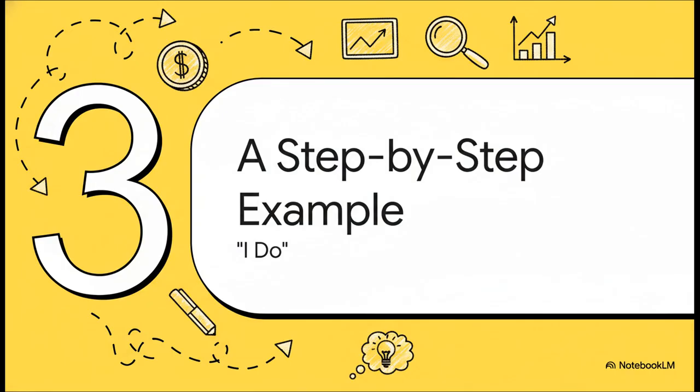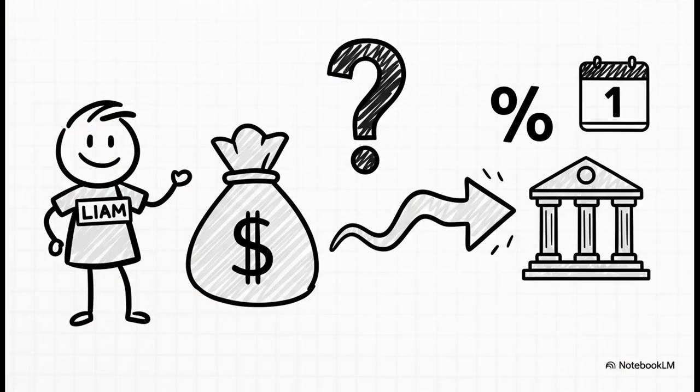The best way to get this is just to see it in action. So I'm going to walk you through a problem from start to finish. Just try to follow my thinking here. All right, here's our scenario. Liam gets a $2,500 bonus. Awesome. He puts it in an account that pays 4.27% simple interest per year. The question is asking what his investment will be worth after 1 year.